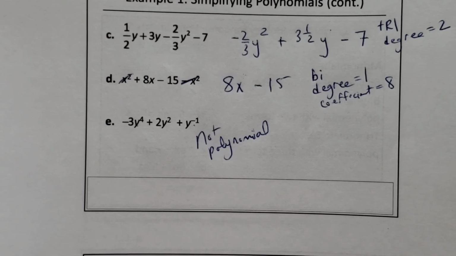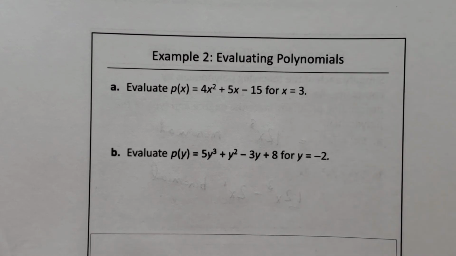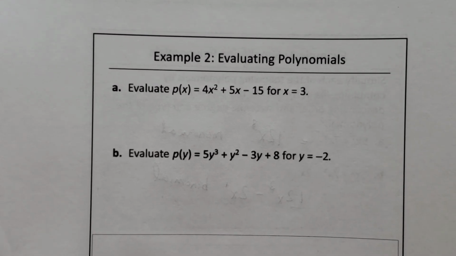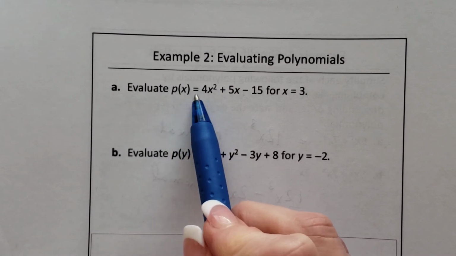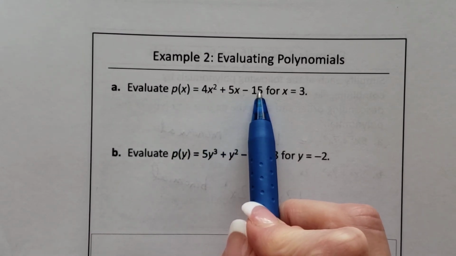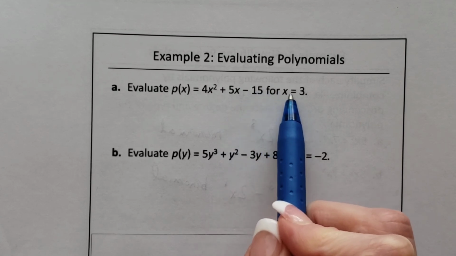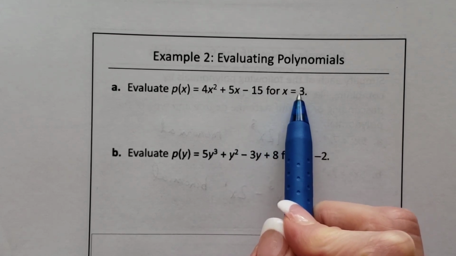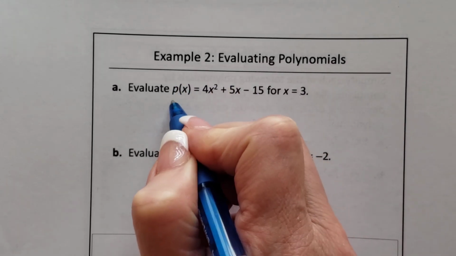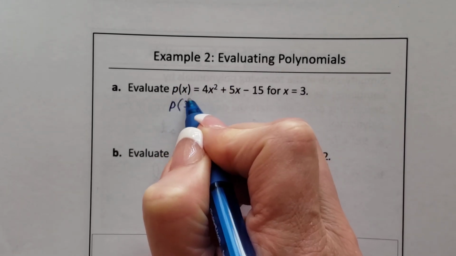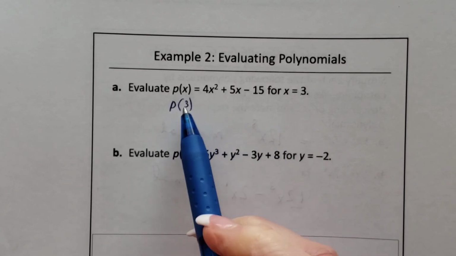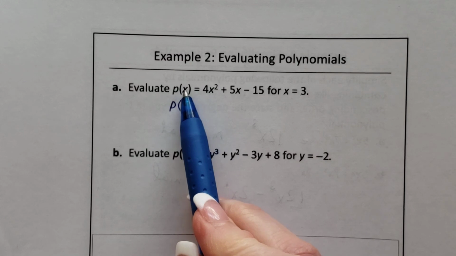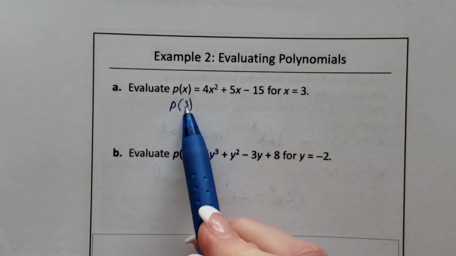It's not a polynomial. All right, letter A. This time it gives us a trinomial, but it tells us to solve for P of X is equal to this trinomial, but then it says they want you to use X equals 3. So the way that would be written is they would say solve P of 3. So see how 3 is in the place of X? That just means that they want us to replace all the X's with a 3.